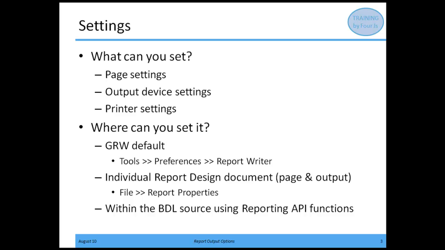Now there's various places that you can set these. You can create a GRW default by going to Tools, Preferences, Report Writer, and set the default for all reports. These can be overwritten by settings that you set in the individual report design document. So when you have your 4RD file open, you can go to File, Report Properties, and you can choose to either change the page settings or change the output settings. Finally, within the BDL source, you can use reporting API functions to override any of the report design document settings.